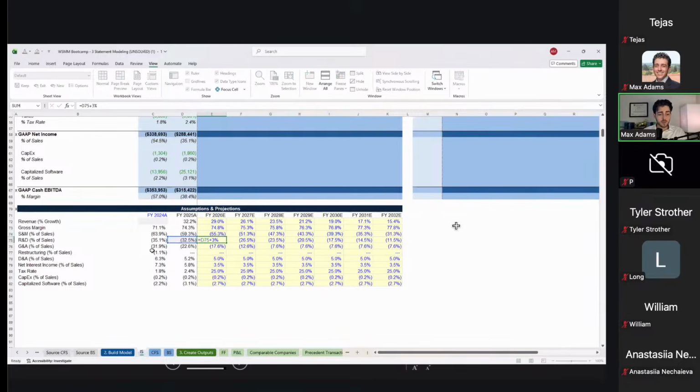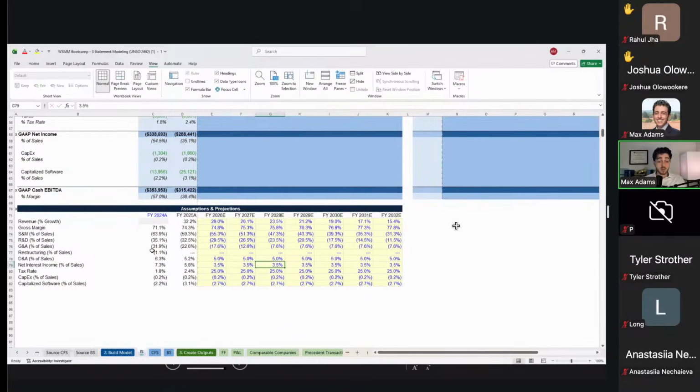The R&D, we went down by 3% per year. The G&A, we went down by 5% per year, and then we held it flat after 2028. And then restructuring, we said was going to be zero. D&A, we held it flat at 5% of revenue. Net interest income, we held flat at 3.5%. Taxes, we said was a flat 25%, Ryan.